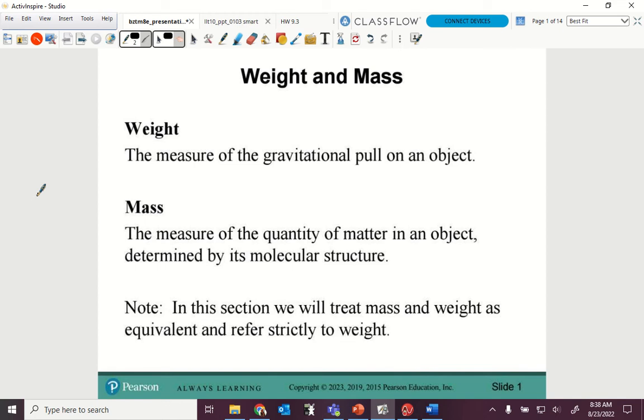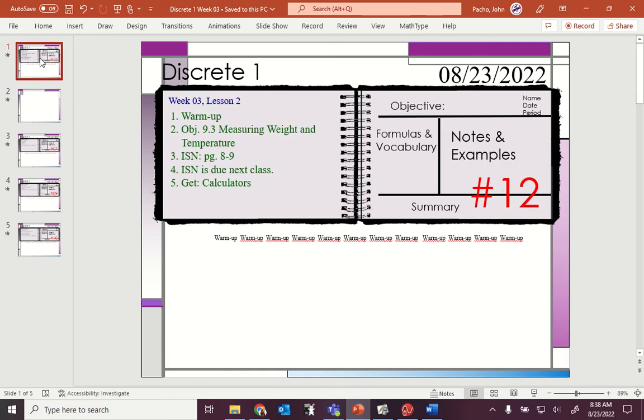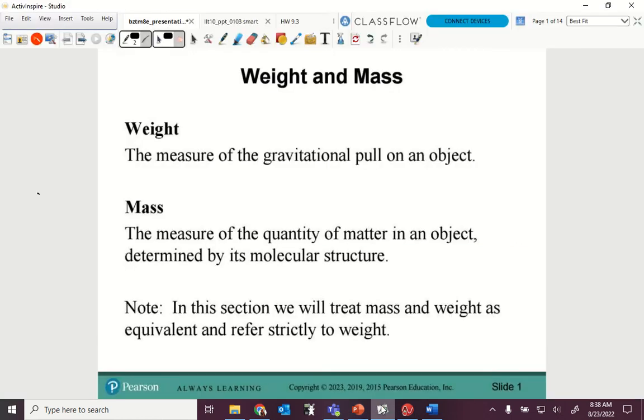Now, we're going to go over weight and mass. So in your notes, this is the objective for this. We have weight and mass, and then we also have temperature. So 9.3 is measuring weight and temperature. So on page 8 and 9 in my notebook, I'm going to say this is going to be on page 9 in my notebook right now, because 8 is going to be the homework page.